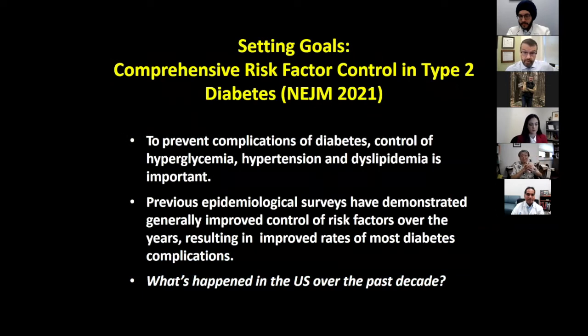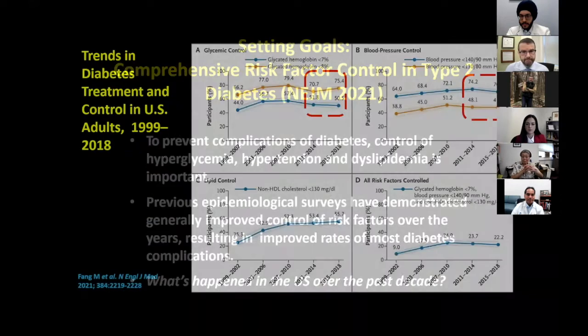So moving on, setting goals for our patients with diabetes. There was a really nice article in the New England Journal, actually this year, 2021, on where we are with comprehensive risk factor control for these patients. And what do I mean by that? Well, I'm focusing very much on hyperglycemia, hypertension, and dyslipidemia in terms of where we are, and really what's happened over the last 10 years for these patients.